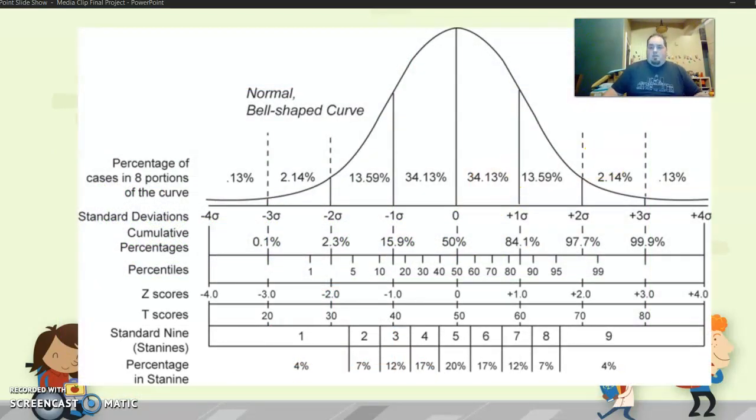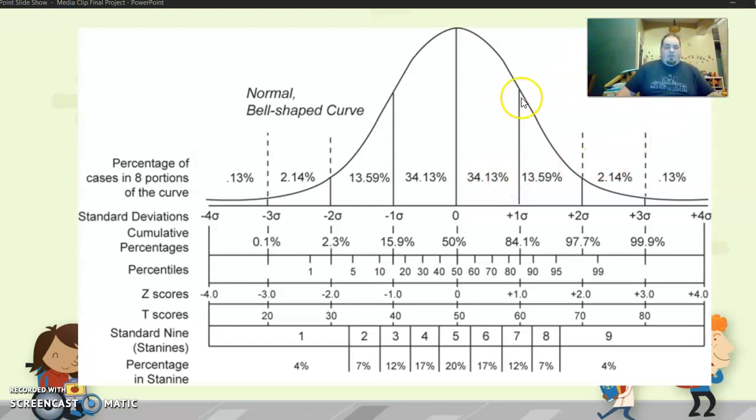So here's the graph I was talking about. This kind of compares percentile ranks, standard scores, and the Stanine scores, and then the percentages in Stanine, and how they relate to the normal bell curve or the normal distribution. And so it's just kind of different ways of testing what you're looking for and how accurate you're trying to pin down results.